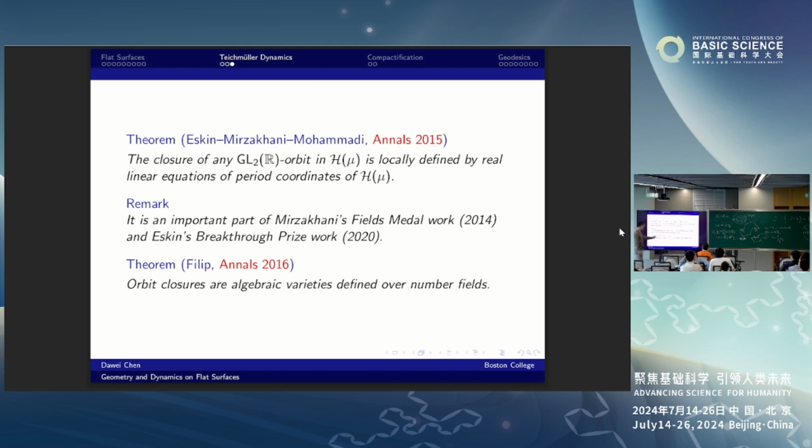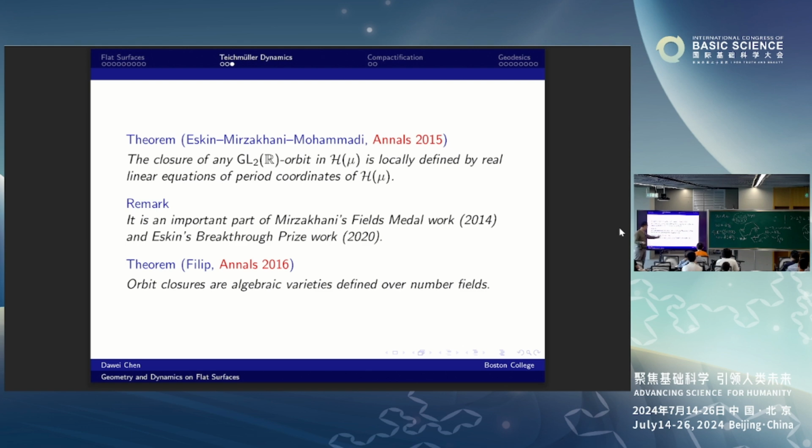Soon after their work, Simion Filip, who was here last week at ICBS, strengthened their result by replacing this term real. A real number can still be transcendental, like pi or e, and with transcendental numbers it's hard to do something more algebraic, like geometry. However, Simion Filip shows that you can strengthen this by changing the real numbers to algebraic numbers. In other words, a defining equation could be something like square root of 2 times v1 minus square root of 5 times v2 equals 0, but it cannot involve pi or e.